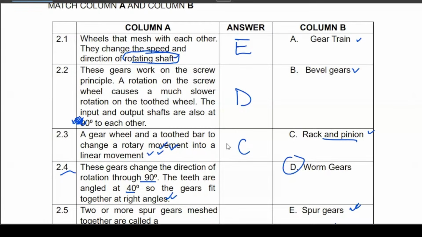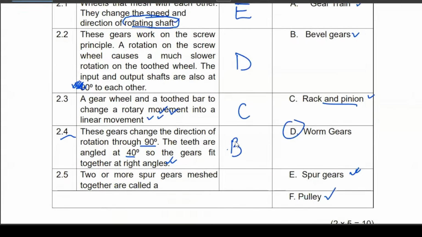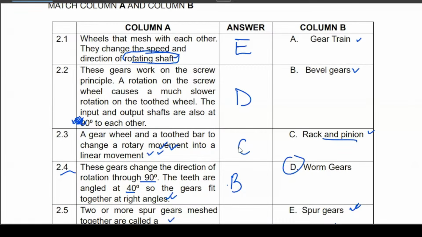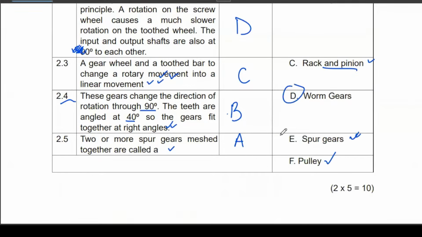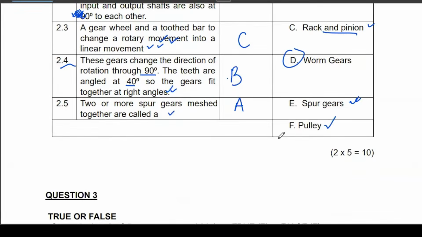The bevel gears. And then 2.5, two or more spur gears meshed together are called a gear train. Okay, when we have two or more spur gears, then we have what we call a gear train. So the aim is just to create just one direction of the gears.